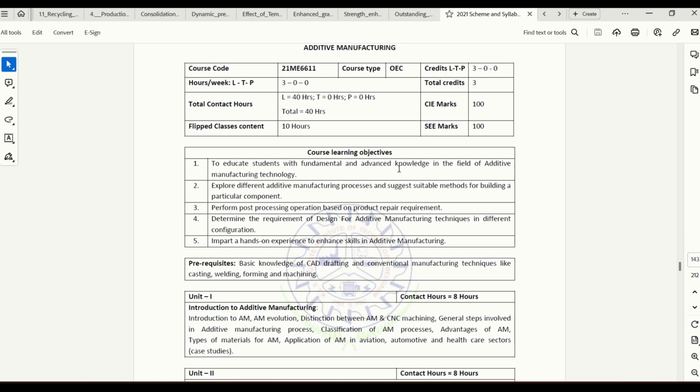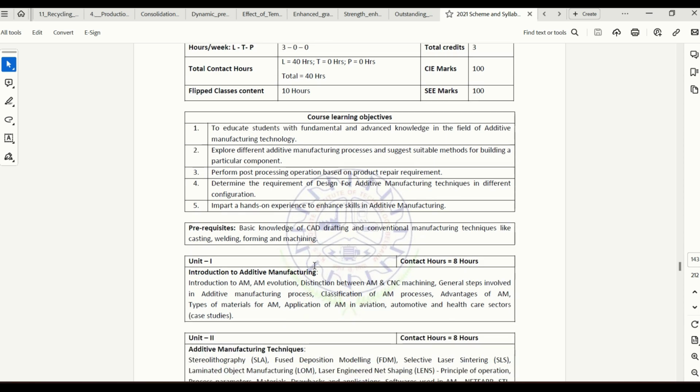You might be thinking that this subject is very tough and will not be useful, or is a little difficult for you to understand, but that is not the case. If you know the basics of CAD drafting as well as some conventional manufacturing techniques like welding and forming, you can easily go through this subject.